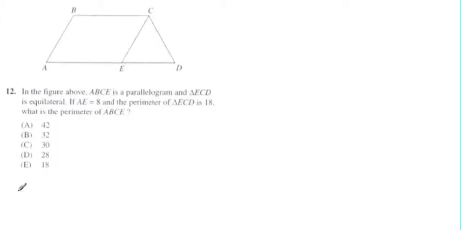Number 12. So in the figure above, ABCE is a parallelogram, and then the triangle is an equilateral triangle. So then AE is 8. So here is 8. The perimeter of the triangle is 18. That means each side must be 6. What is the perimeter of the parallelogram? 8, 8, 6, 6. That's what we end up getting. So when you add up 8 plus 8 plus 6 plus 6, I believe it becomes 28.